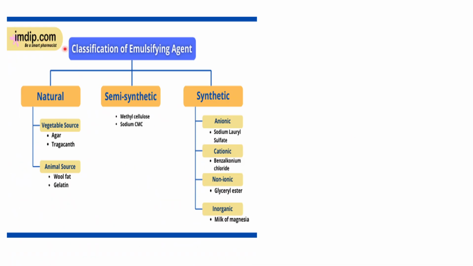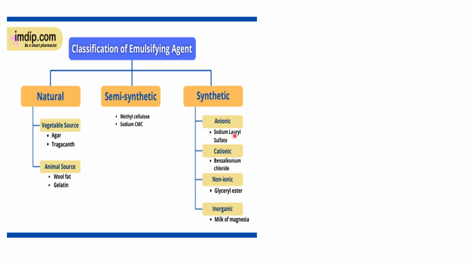So this is the general classification of the emulsifying agents: natural, semi-synthetic, synthetic. Natural is from vegetable source or animal source. Examples are agar, tragacanth, pectin, etc. Emulsifying agents from animal sources are wool fat, gelatin, etc. Then semi-synthetic emulsifiers, methyl cellulose or carboxymethyl cellulose, are cellulose derivatives. Then synthetic emulsifying agents are categorized as anionic, cationic, non-ionic and inorganic.